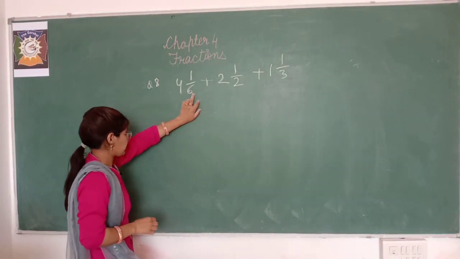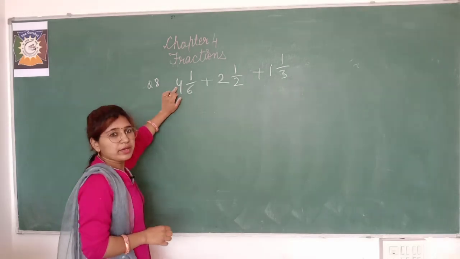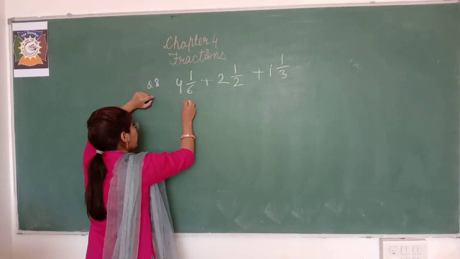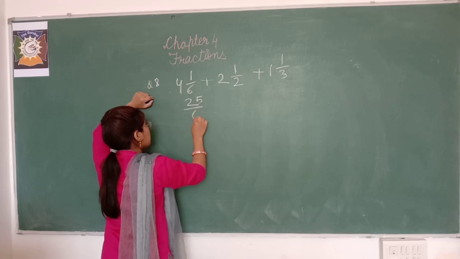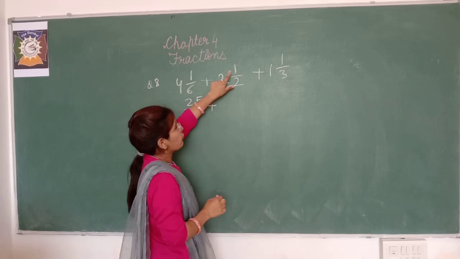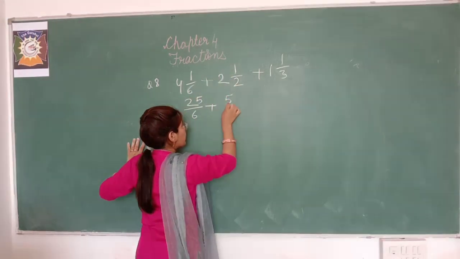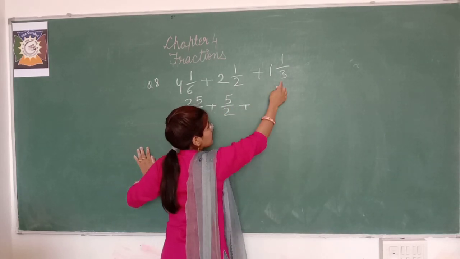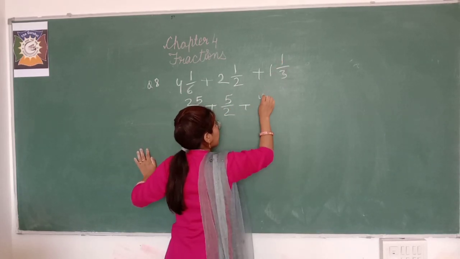Convert it. 6 4s are 24, 24 plus 1 is 25, so 25 by 6. Plus 2 2s are 4, 4 plus 1 is 5, so 5 by 2. Plus 3 1s are 3, 3 plus 1 is 4, so 4 by 3.